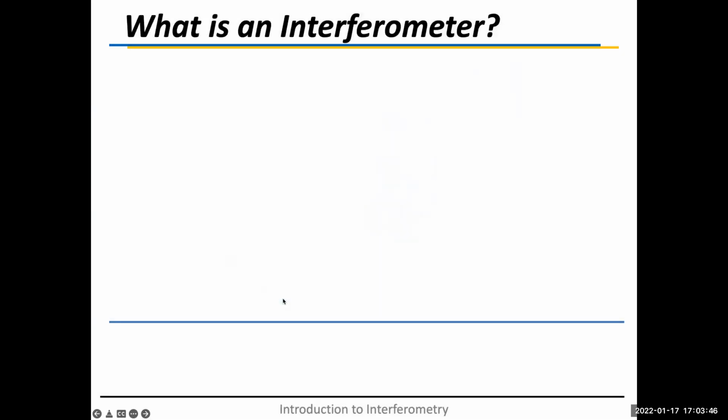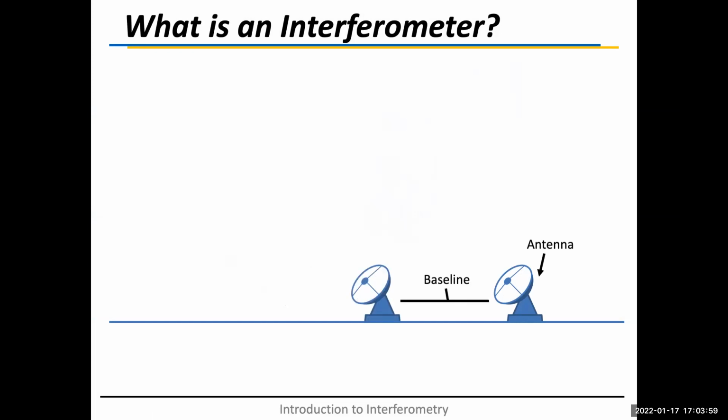All right, so let's start with the most basic of questions. What is an interferometer? An interferometer starts off with an antenna, that is a single radio telescope. It turns out that you need not just one antenna, but two antennas. These two antennas together we typically call a baseline. If ever you hear somebody talking about baselines, they're talking about a pairing of antennas, a particular pair of antennas.